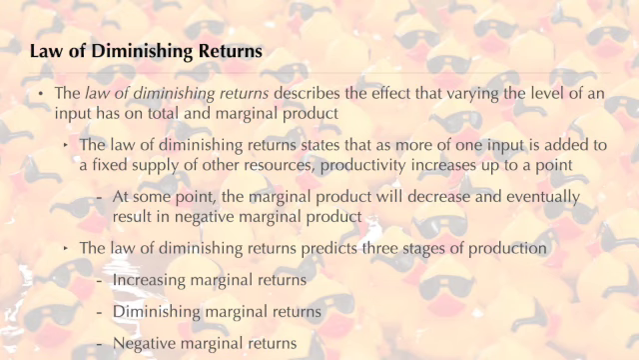The three stages of production that can be predicted by the law of diminishing returns are called increasing marginal returns, diminishing marginal returns, and negative marginal returns. The effect on output of varying levels of input can be seen by looking closely at these three stages.